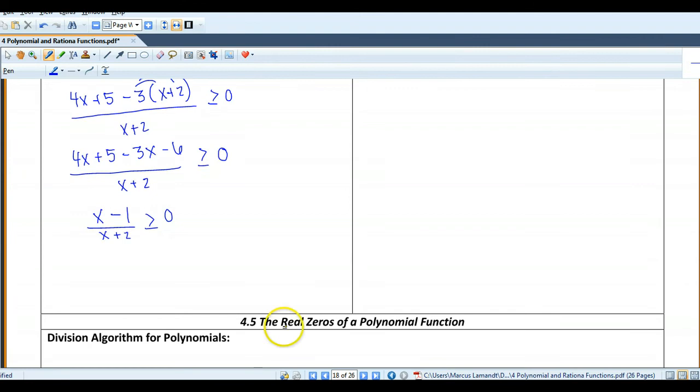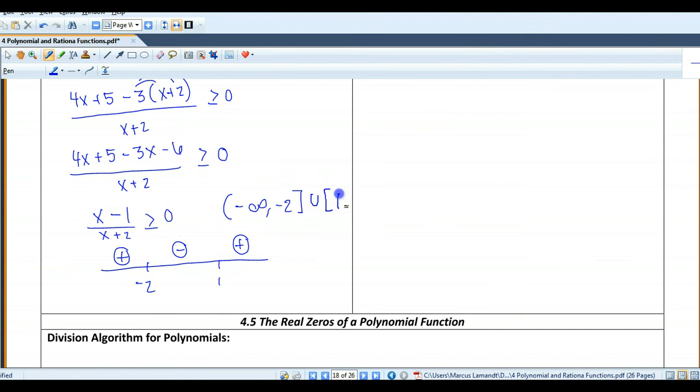Okay. The 0 of this function is obviously x equals 1. But it's also undefined for x equals negative 2. So I'm going to use both of those. Here's negative 2, and here's 1. Okay, and once again, I'm confident you guys can all do this part, so I'll just tell you this is positive, negative, and positive. So it's greater than or equal to 0 from negative infinity to negative 2, parenthesis, because it's undefined, and bracket from 1 to infinity. Alright, I'll let you guys do the other one.